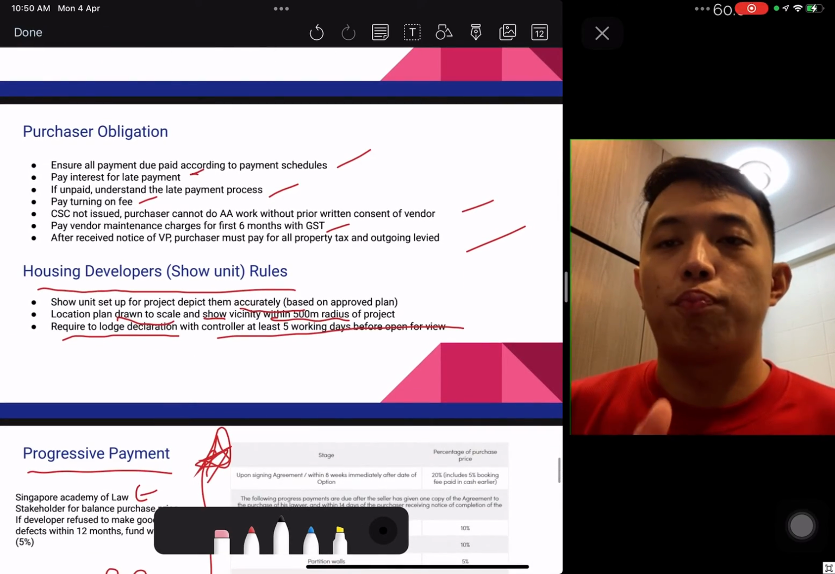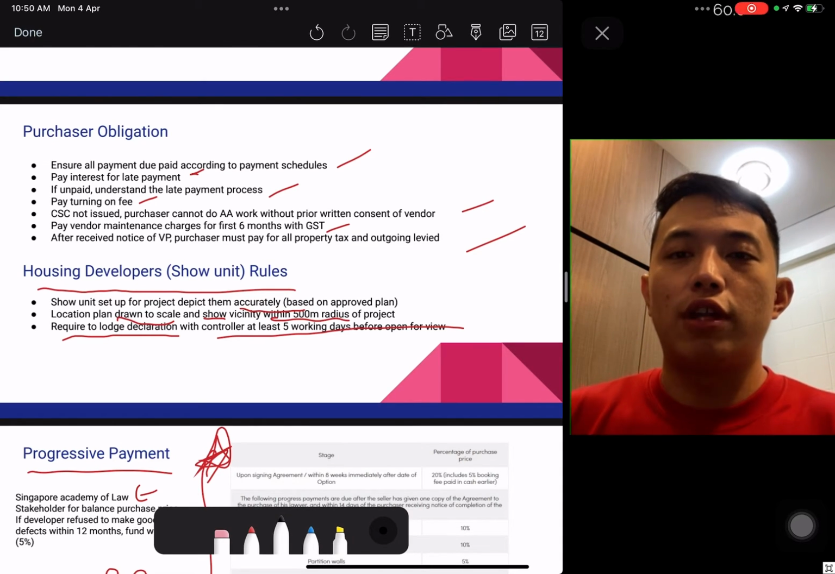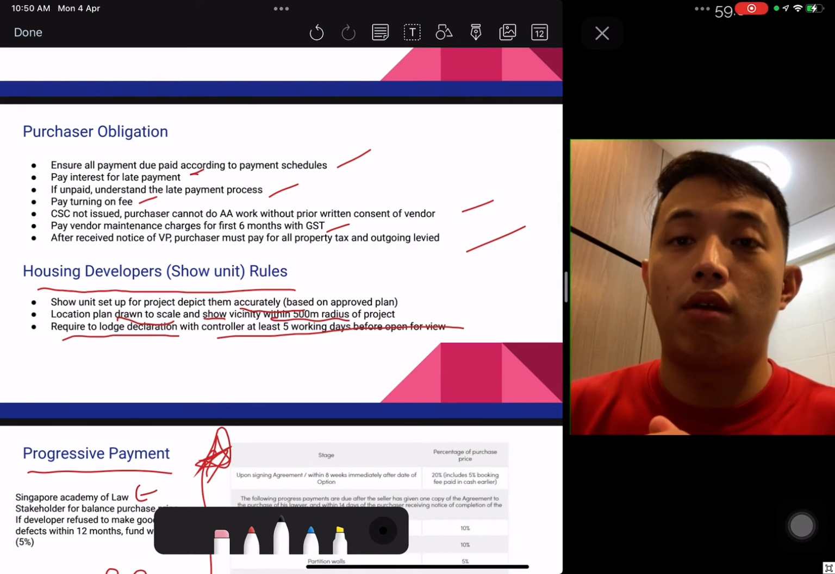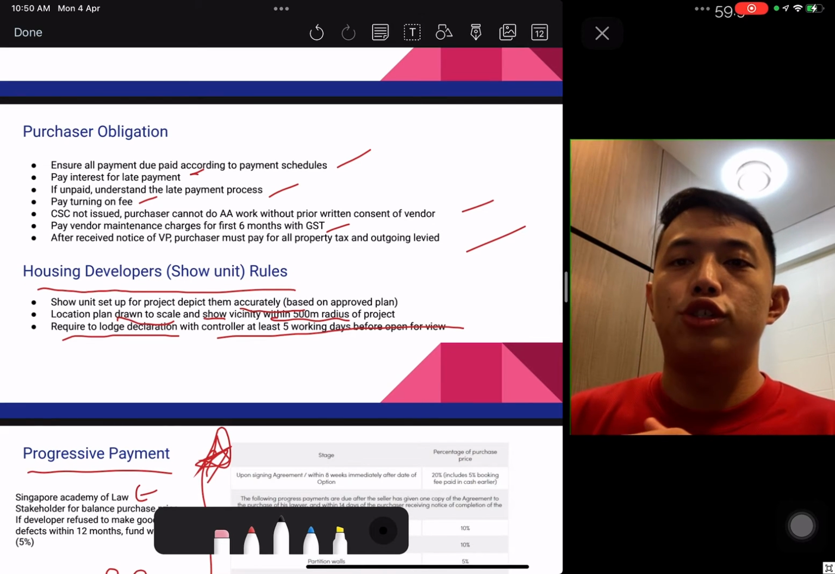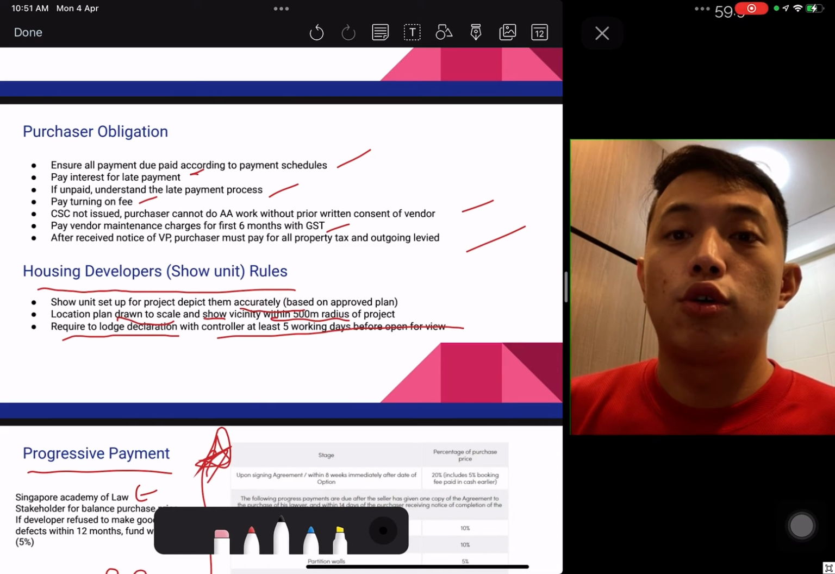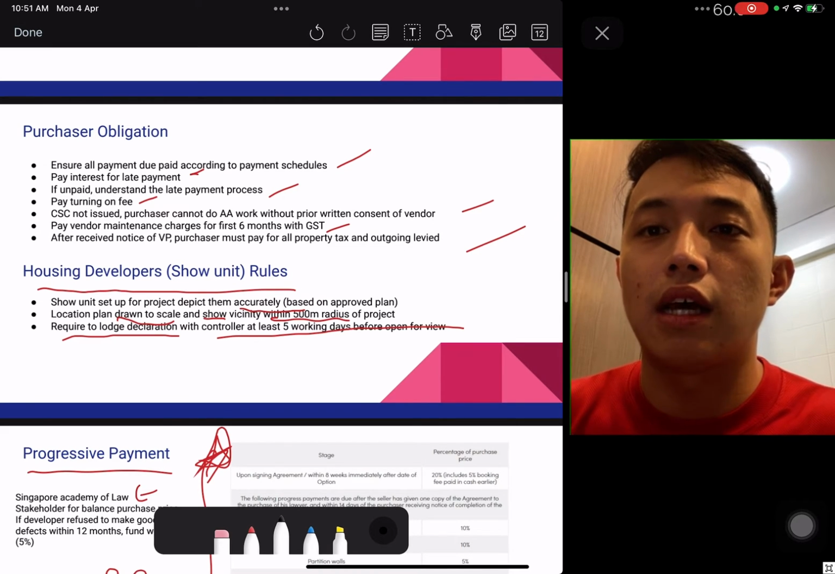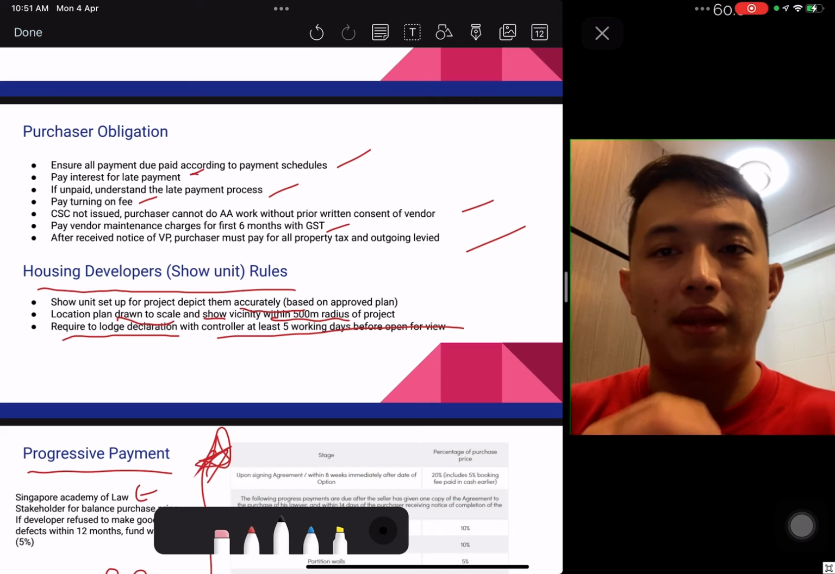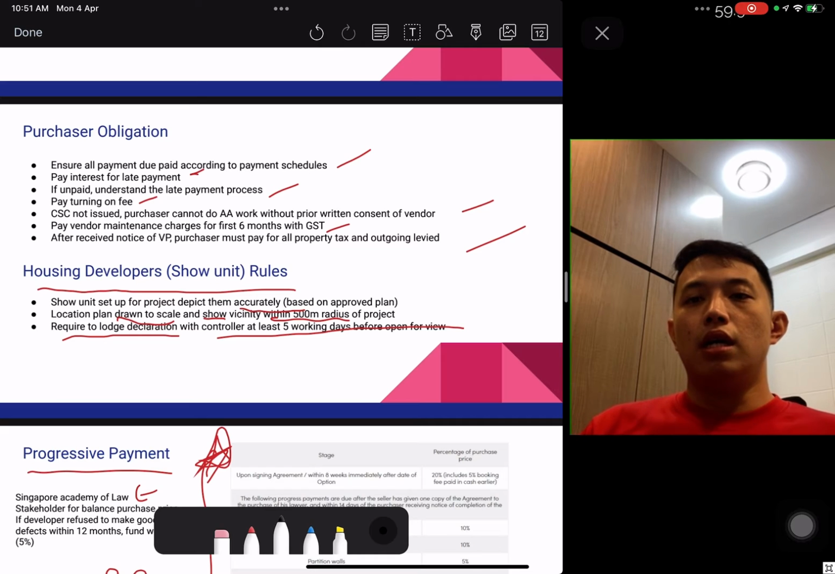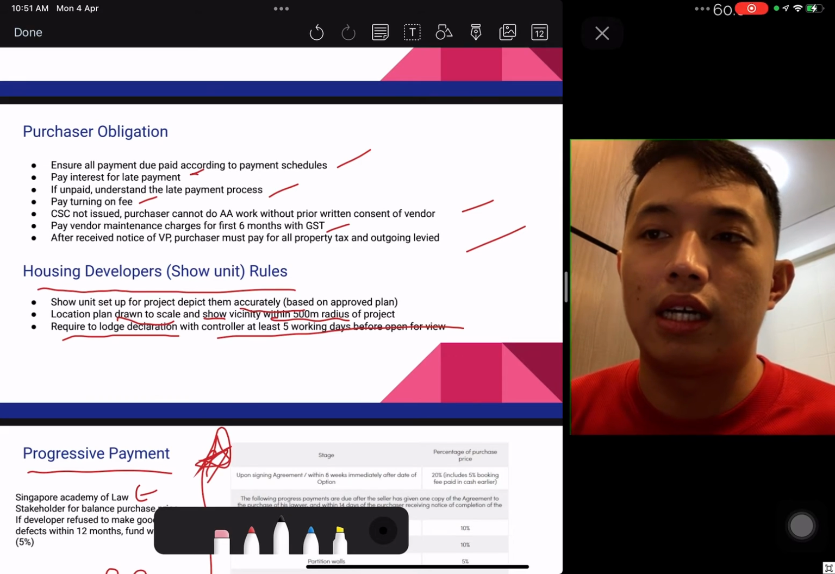Buyer's obligation: you have to make payments on schedule. If there is any late payment, interest will be charged. For how the late payment charge works, please read it up yourself. I will not go through every single thing because the video will be very long. So if the CSC is not issued, the purchasers are not allowed to do AA work without consent from the developer. So the purchaser must pay the developer 6 months maintenance fee first, to help manage and maintain the property for the first 6 months before the MCST is created or signed with all the bylaws and everything. Once vacant possession is given, the purchaser has to pay property tax and any outgoing levy fees.